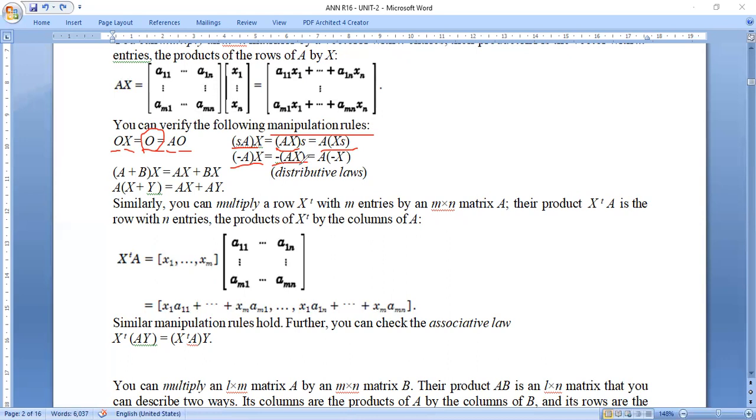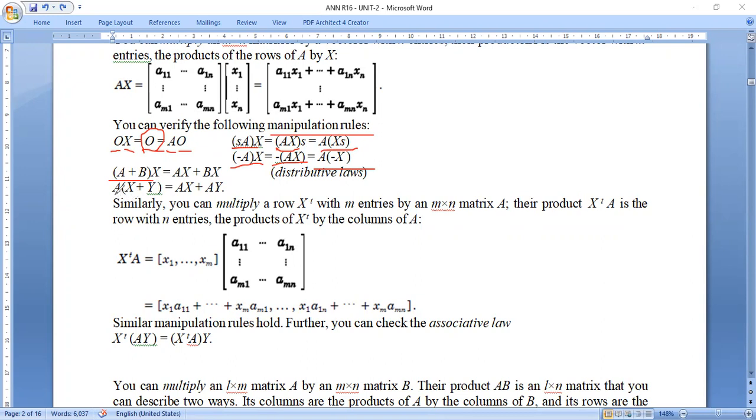Minus of A into x equals A into minus x. These three are the same. Next one, distributive law. In the distributive law, we add the matrices A plus B into x, which equals Ax plus Bx.